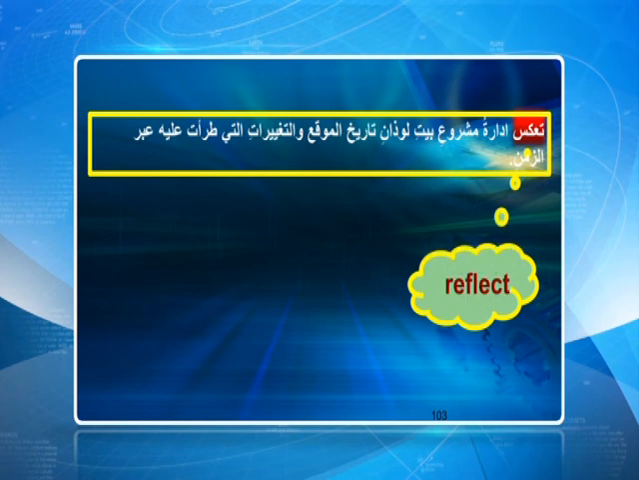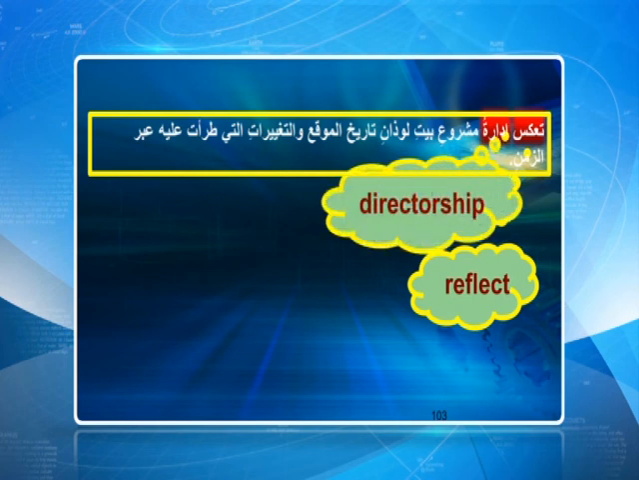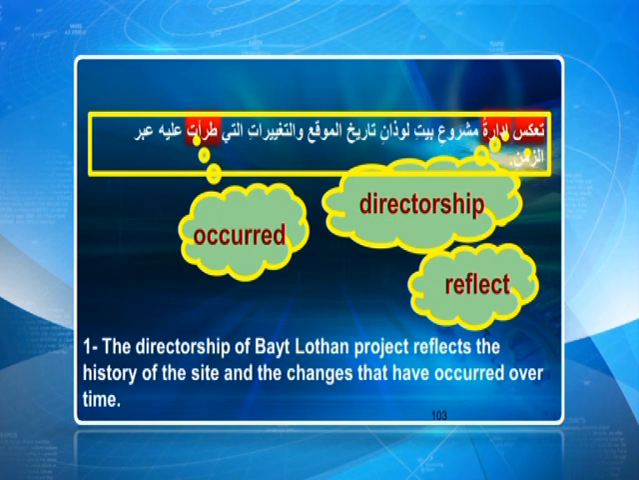Some words need to be translated aside. The word تعكس may be translated into reflect. إدارة can be translated into directorship. And the word طرأت can be translated into occurred. Why? Because it is used in the past. Now this is my translation. The directorship of Beit Ludan project reflects the history of the site and the changes that have occurred over time. This is exactly the sentence which is taken from your textbook.